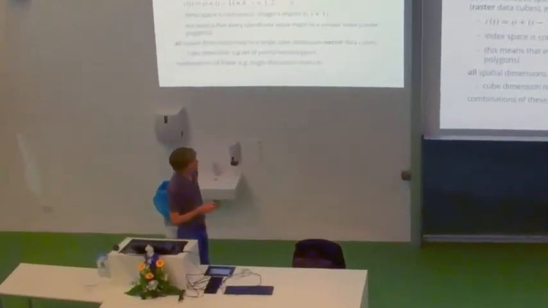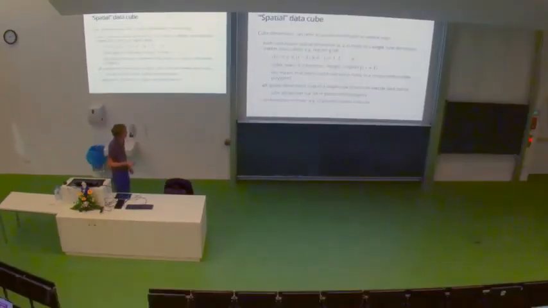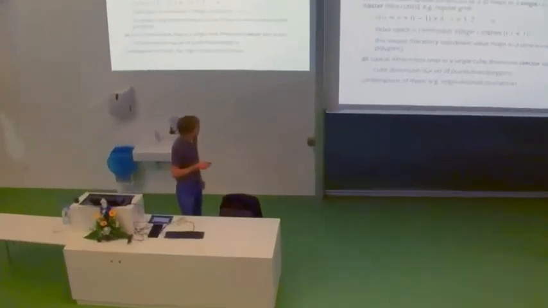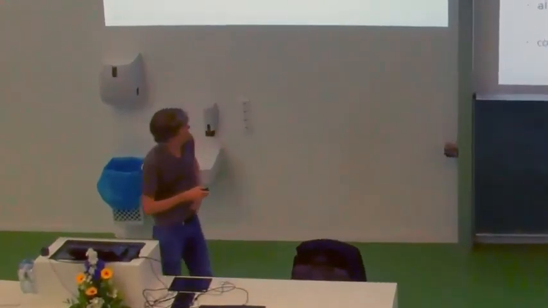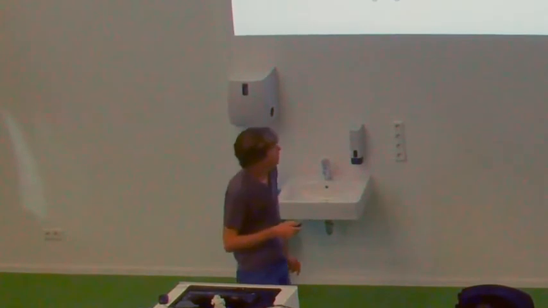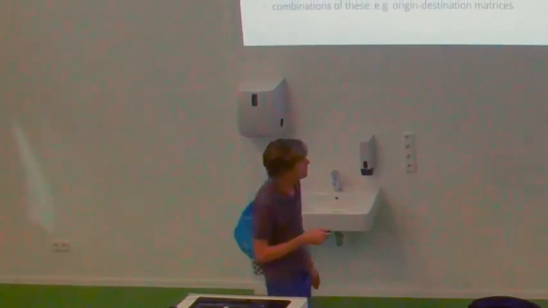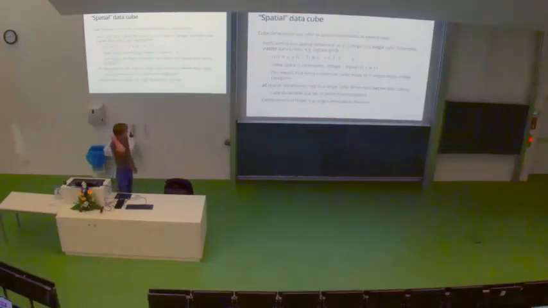So there the index space is continuous, and you get an implied sort of half-open interval. And every coordinate really maps into a unique ID, into a unique index, and that also means that all spatial dimensions map into a single.